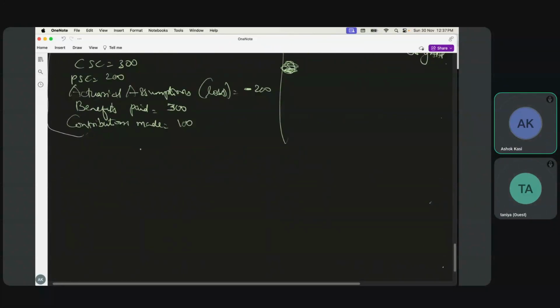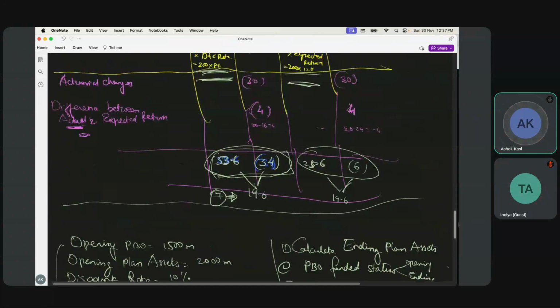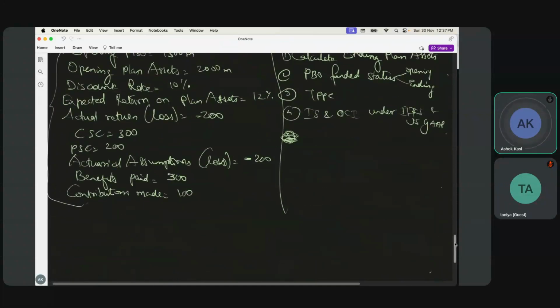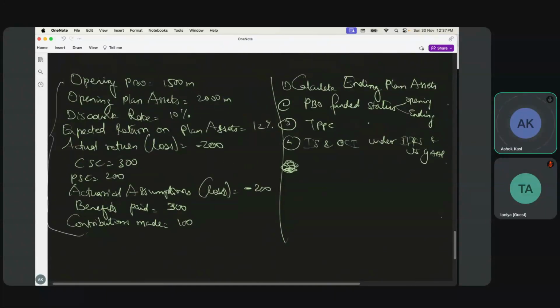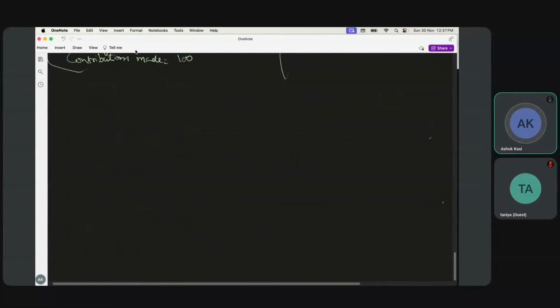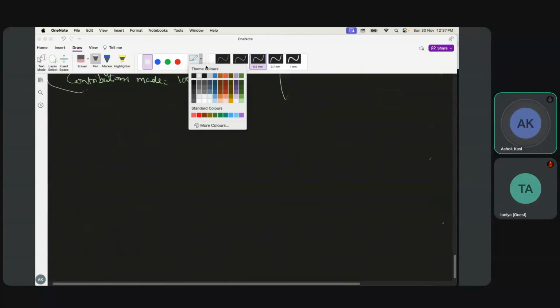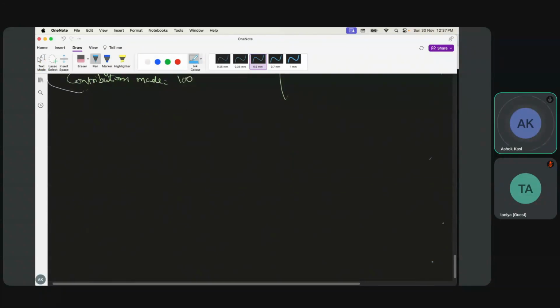Okay. So here, first question is ending plan assets, PBO. So that will come under PBO status itself, ending plan assets. Okay, fine. So I'll directly write here PBO and plan assets here.